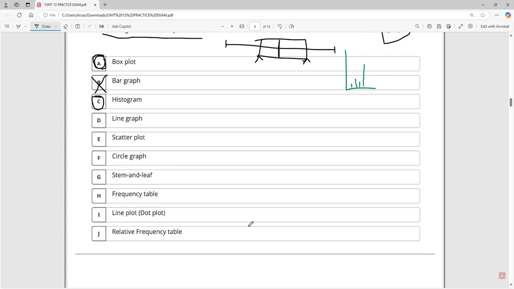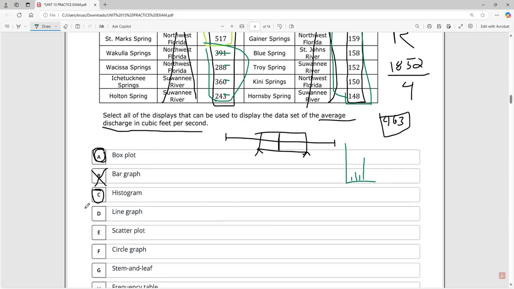Line graph. Will a line graph work? No, it will not, because I'm not comparing 2 sets of bivariate numerical data. All right. Will a scatter plot work? No, it won't work. I need 2 sets of bivariate data. Will a circle graph work? No, I don't have any categorical data. Okay. Will a stem and leaf work? Yeah, stem and leaf will work.